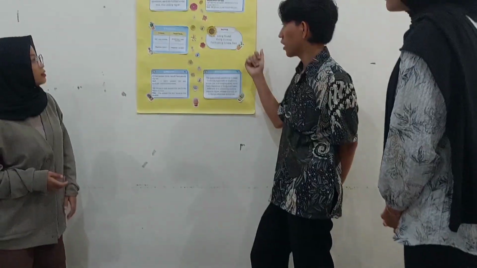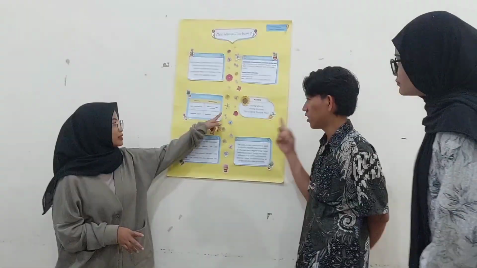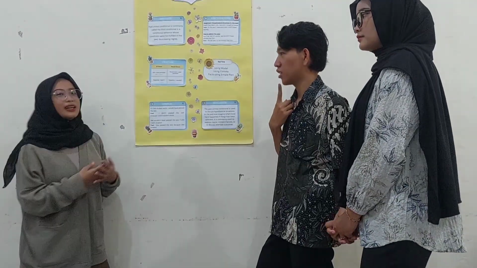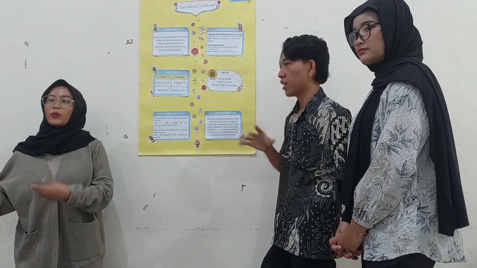Is there any question? I think it's clear. Okay. In the notes, it says using modal and using comma. Does every past unreal conditional always use that or not? No, this is the notes. For the result, using modal would have, but if you want to change into other modals like might have or could have, it is also fine. So it's not always using would and comma.